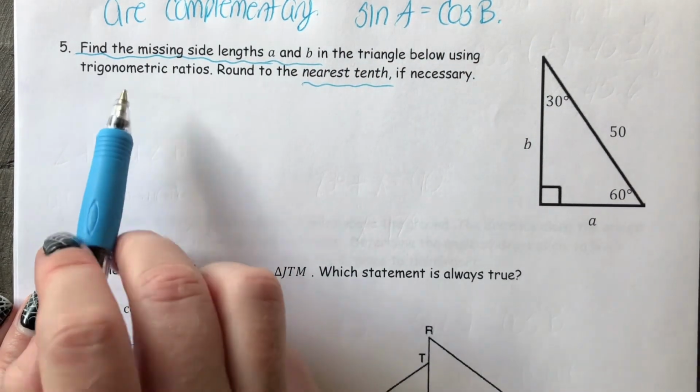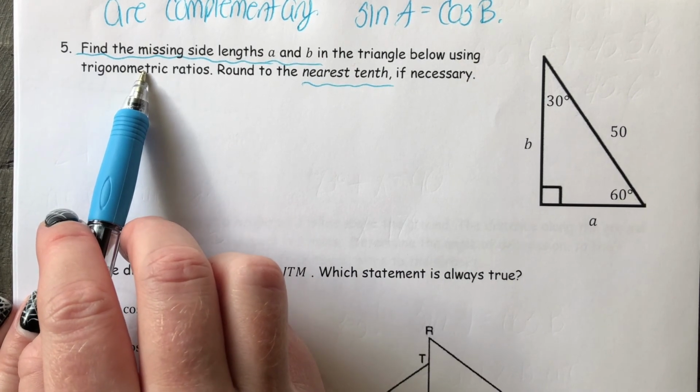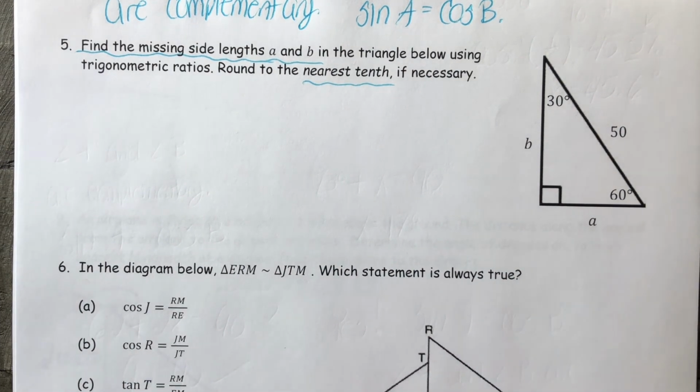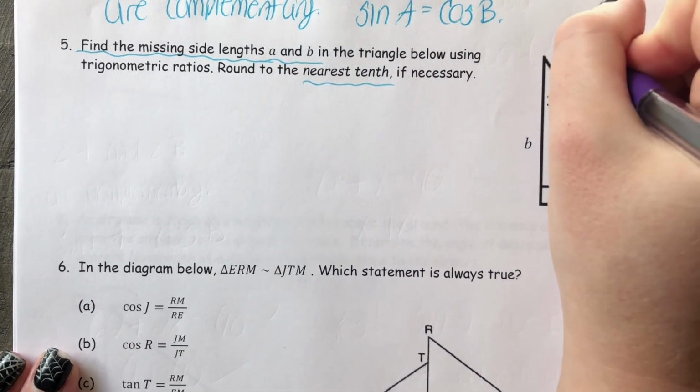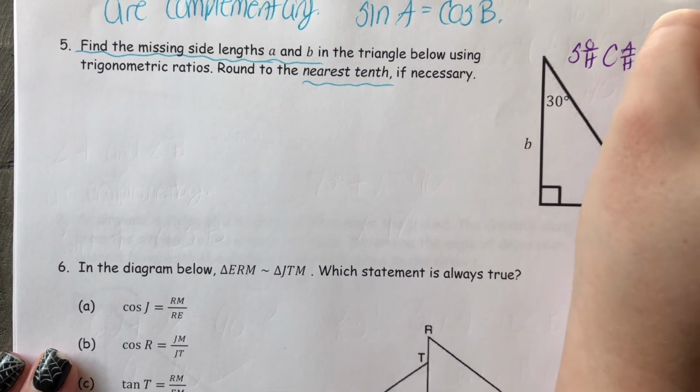All right, I have to use a trig ratio, not just because they told me, but if I'm looking for the missing side of a right triangle, we've only learned to use Pythagorean theorem to do that, and I don't have enough information to use Pythagorean theorem. So I have to use trig. So again, if you want on the side here, we should be writing out SOH CAH TOA. I'm gonna need it again.